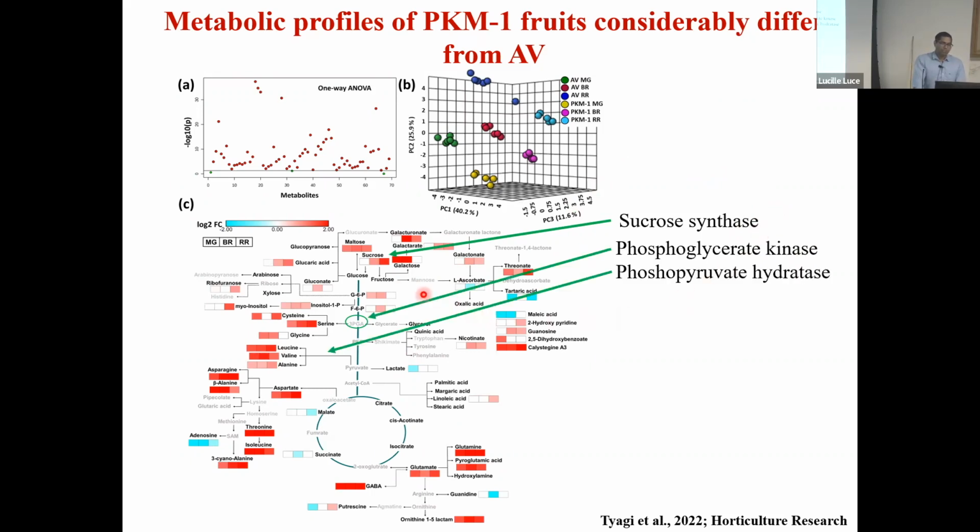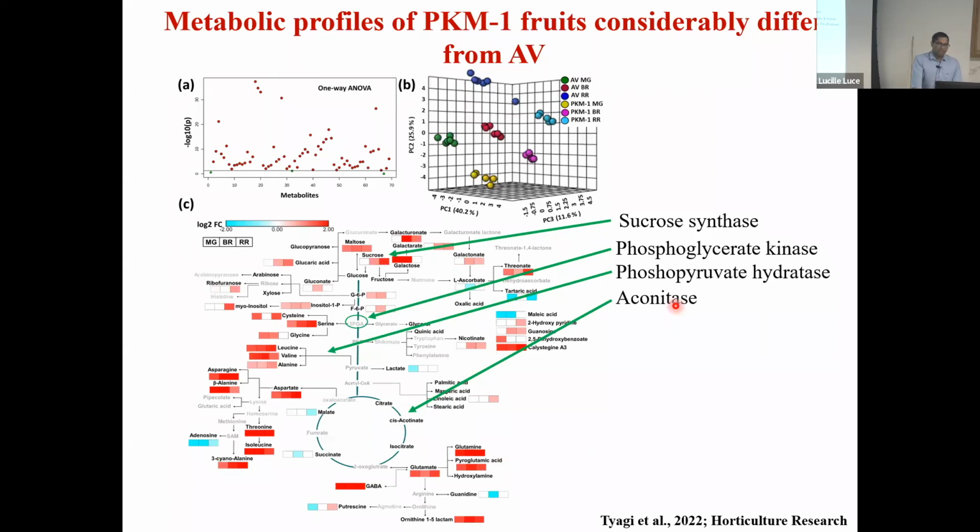We found two proteins related to glycolysis: phosphoglycerate kinase and phosphopyruvate hydratase. Phosphoglycerate is the precursor for synthesis of serine, glycine, and cysteine. So we thought that a high level of this may be responsible for the high amount of these amino acids. And pyruvate kinase may be responsible for the leucine, valine, and alanine amino acids.